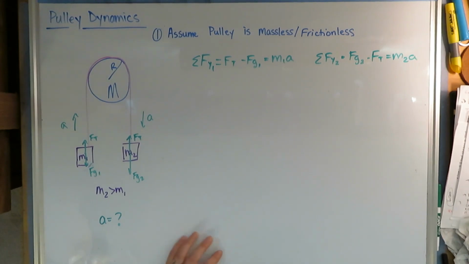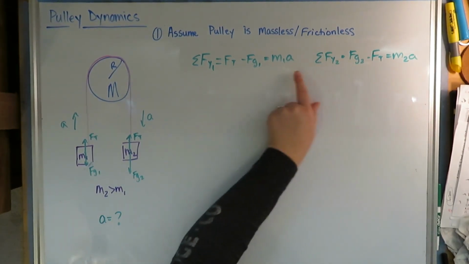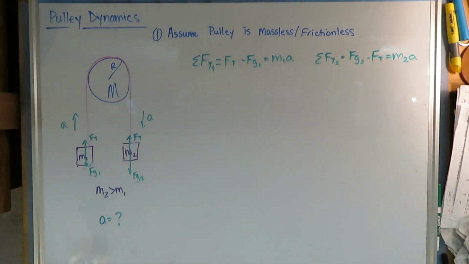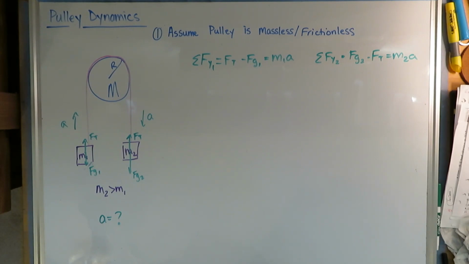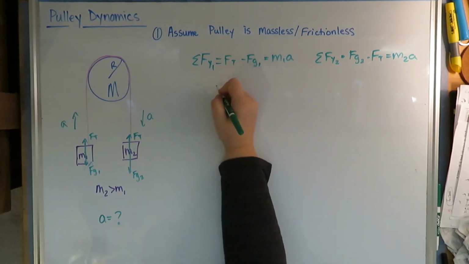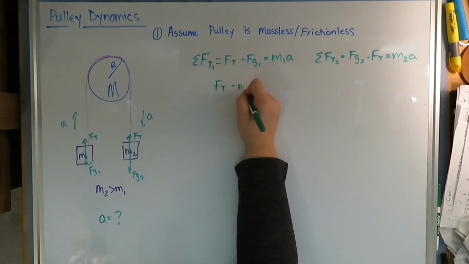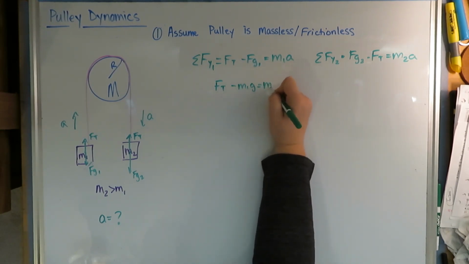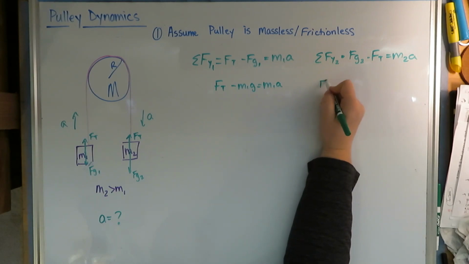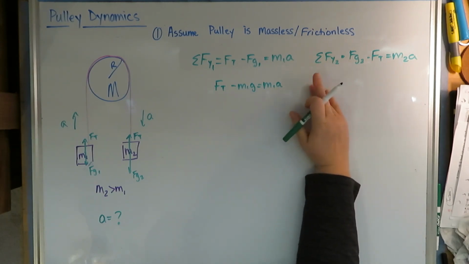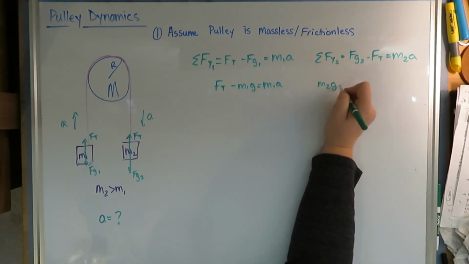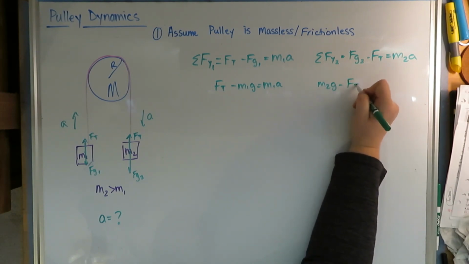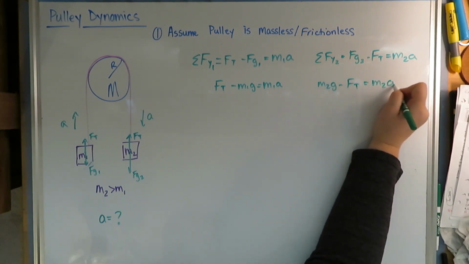And remember, the whole purpose of doing that is so that a is a scalar value. It's not a vector value, so it can never be negative. A is always going to be a positive value. Otherwise, that will cause sign errors along the way. So then I would have subbed in for the gravitational forces. I would get Ft minus m1g is equal to m1a. Over here, Fg2 is m2g, so m2g minus Ft is equal to m2a.